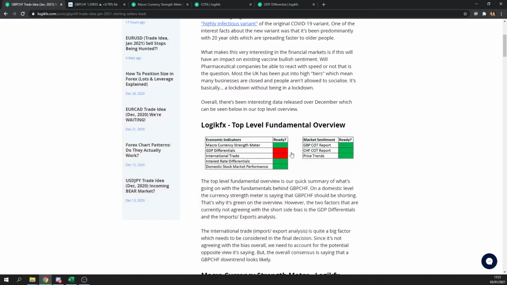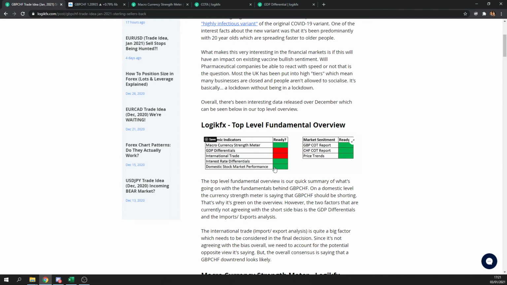And that's why we're actually green here in the domestic stock market performance, because it's agreeing and it's potentially saying that in the future there may be more bad news. There may be further stock performance decreases.